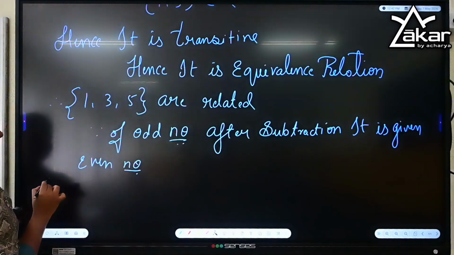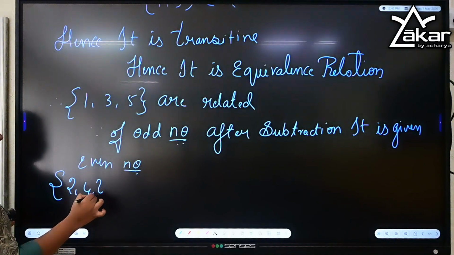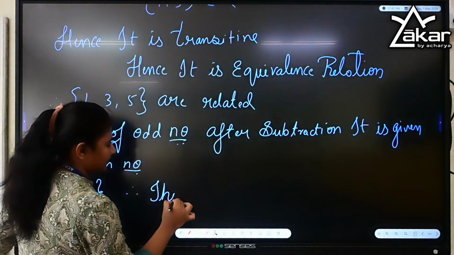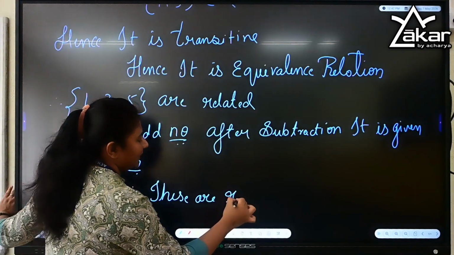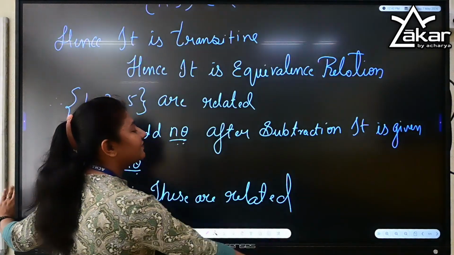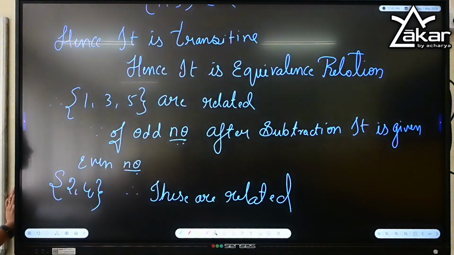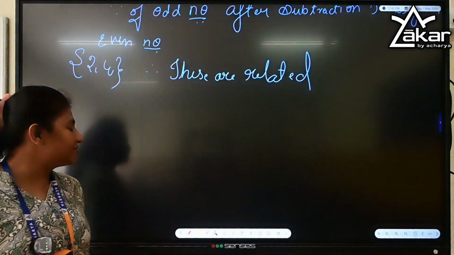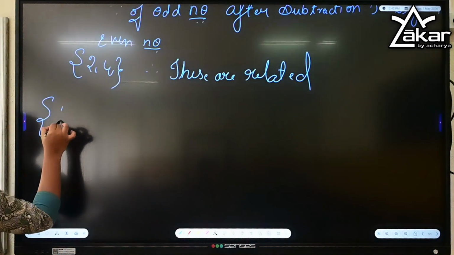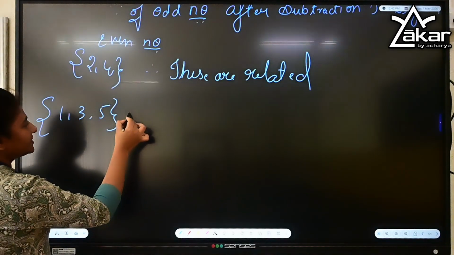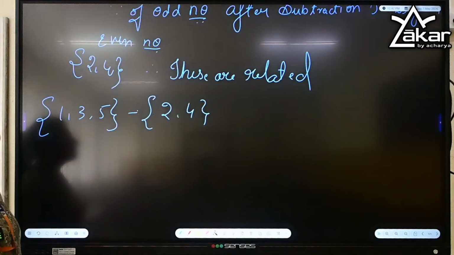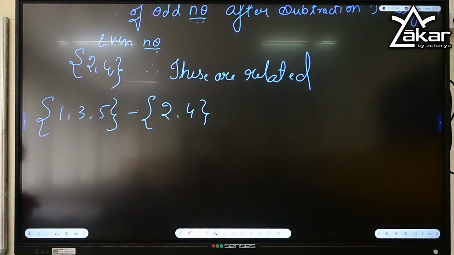In the same way, you need to check for 2 comma 4. Is it possible? Obviously. So these are related elements. So in one question you have four conditions. In that, 3 conditions are solved. In the same way, check the last condition. According to this, you need to check whether 1, 3, 5 is related to 2, 4. If both elements give the same even number, then if I deduct, these 2 elements should also give the same even number.